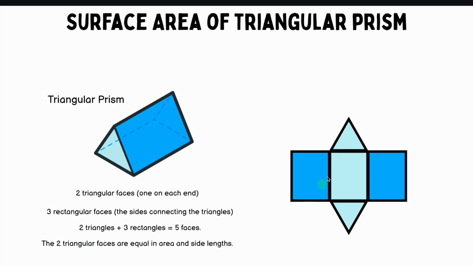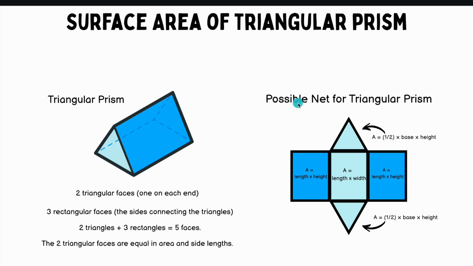The two triangular faces, 1, 2, are equal in area and side lengths. We know the formula to find the area of a triangle is half times the base times the height. We will have to do half times the base times the height 2 times for each triangular face. For this rectangle, we will take the length times the width. For this side rectangle, we will take the length times the height. And for this rectangle, we will also take the length times the height.